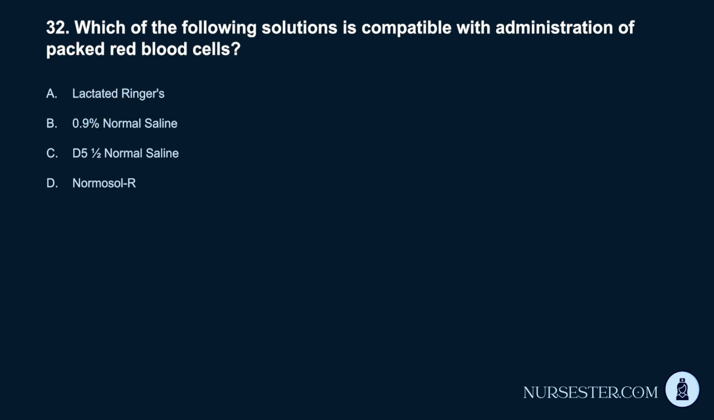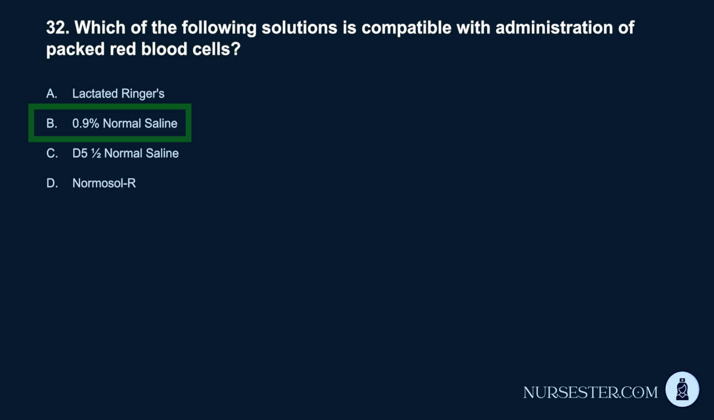32. Which of the following solutions is compatible with administration of packed red blood cells? A. Lactated Ringer's. B. 0.9% normal saline. C. D5 1/2 normal saline. D. Normosol-R. Correct answer, B.